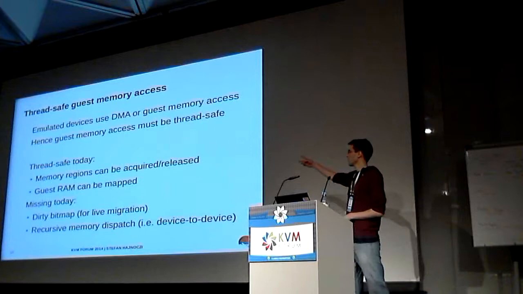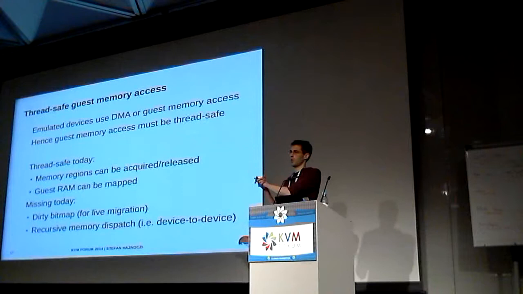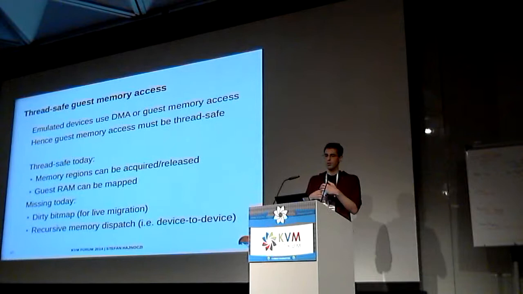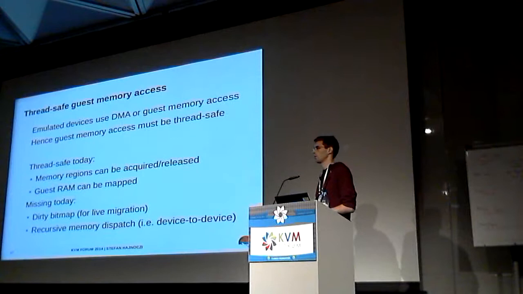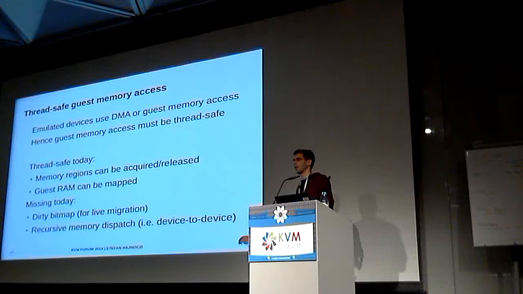Basically, today what you can do using the memory API is you have thread-safe access to mapping guest memory, but only RAM, not other devices. You can map guest RAM in a thread-safe way. You can read and write to the RAM, but when you write to it, there's no thread-safe way of updating the dirty memory bitmap. So what that means is that if you're using live migration, it's not really safe to access guest memory from another thread.